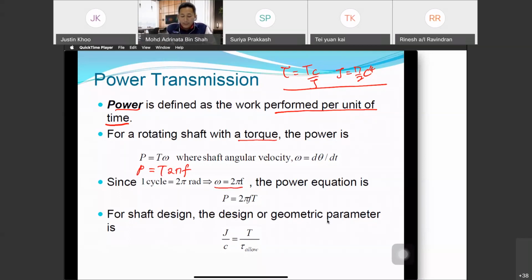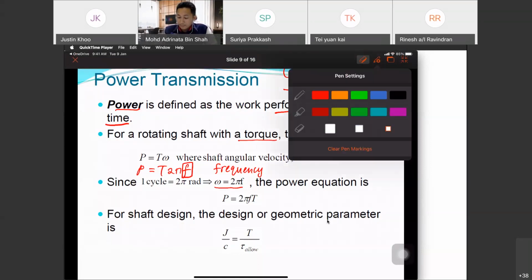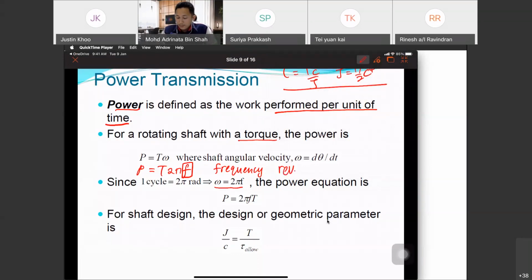And F equals the frequency. So frequency is per unit time. Normally they give you a number which is revolutions per minute, RPM. Revolutions per minute is RPM, and you need to change it to frequency.